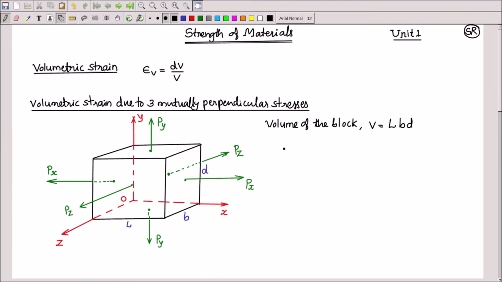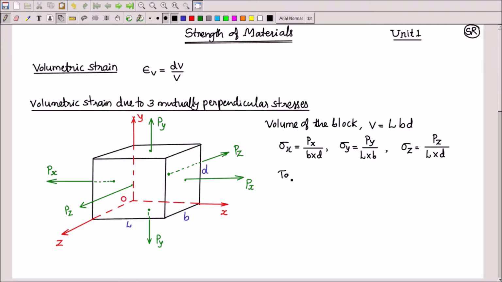Now by the definition of normal stress, stress in x direction sigma x can be written as Px divided by the normal area. Normal area for Px is B into D. Similarly, I can write sigma y is equal to Py divided by L into B and sigma z is equal to Pz divided by L into D. All these three stresses considered are positive because they are tensile in nature.